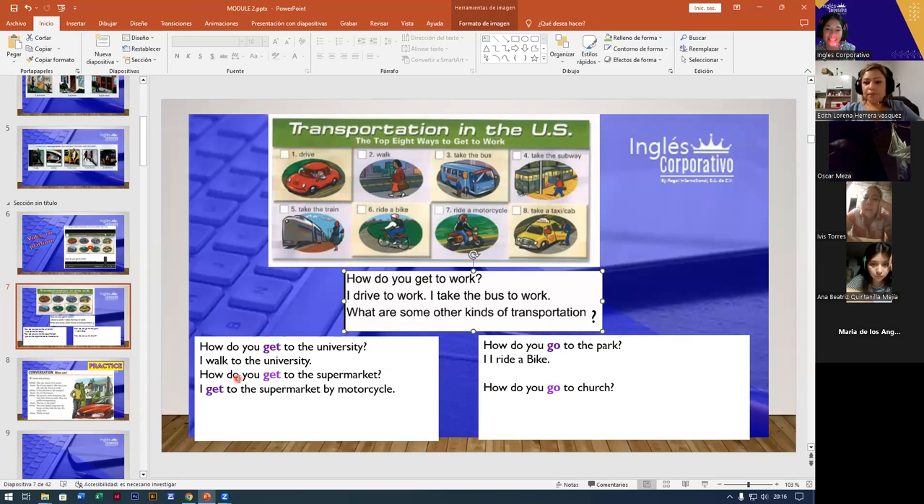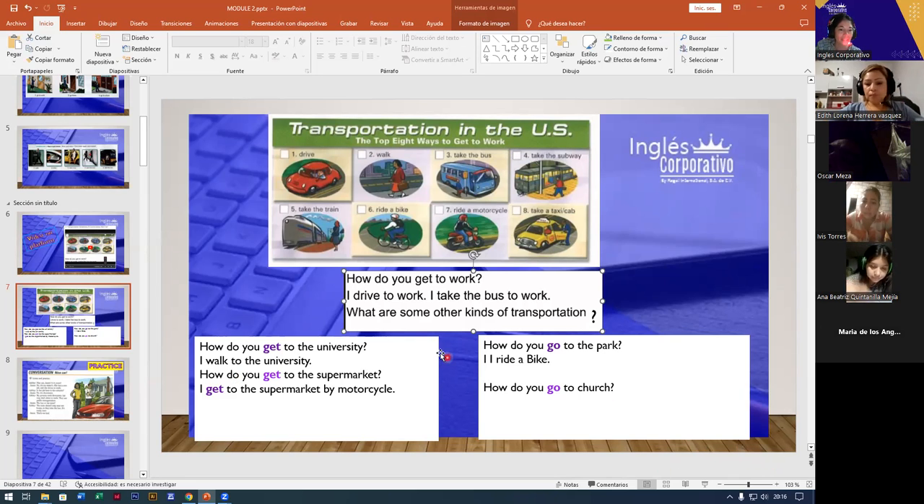Yes, Edith? Sí, I take the bus to my work. To my work. Very good. Edith, what about you? How do you get to work? I take a taxi to my work. Very good. Nice one. Ana Beatriz, how do you get to work? I take the bus. You take the bus to work.